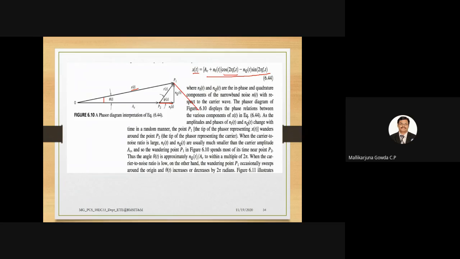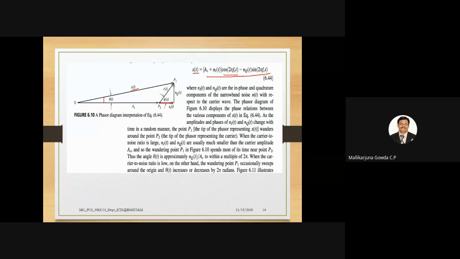One is P1. So I made 2 points. It is very interesting and you should focus here. So 2 things are there. I told how to draw the phasor diagram of this. I hope by this time you know how to draw it.